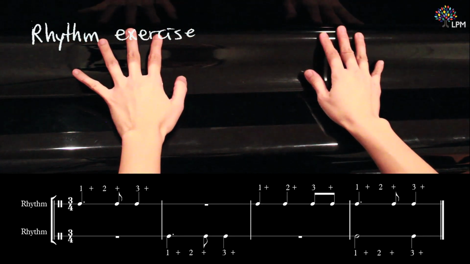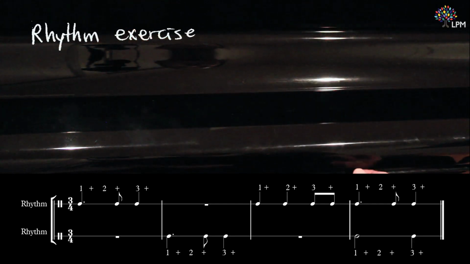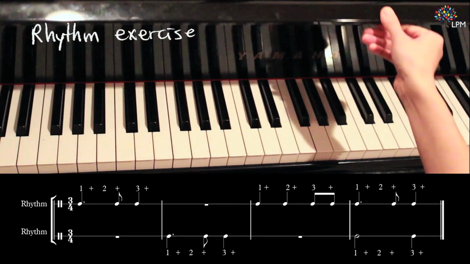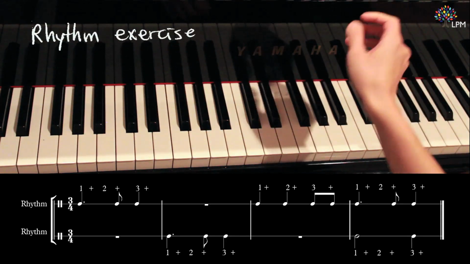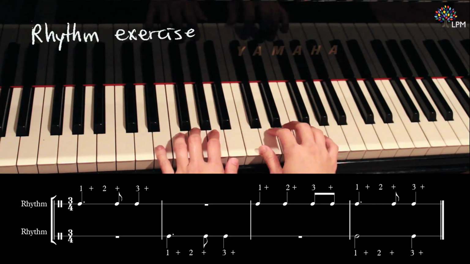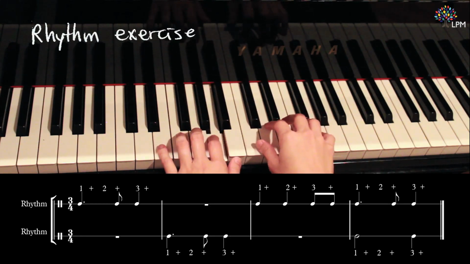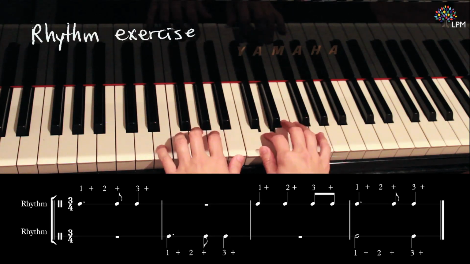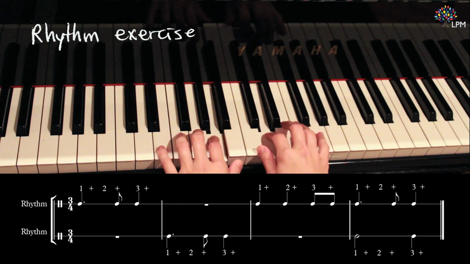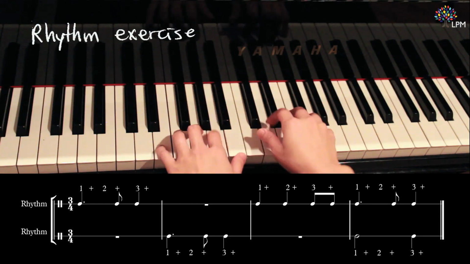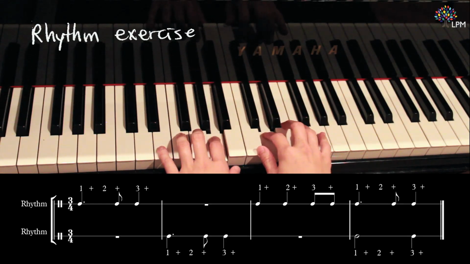Now find any 2 notes that are a fourth apart. Place right hand 2 and left hand 2 on each note. Play and count out loud. 1 and 2 and 3 and, 1 and 2 and 3 and.